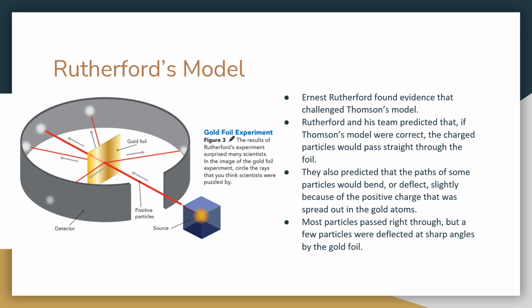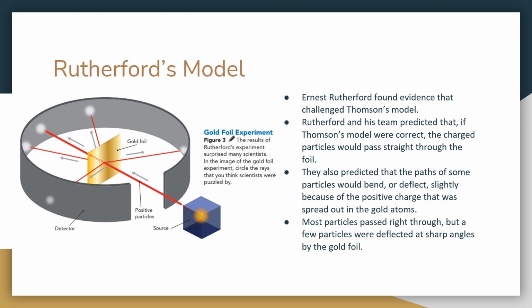It says that the results of Rutherford's experiment surprised many scientists. In the image of the gold foil experiment, circle the rays that you think scientists were puzzled by. We're going to do that in just a moment, but first I want to get to some things that Rutherford and his team predicted. Rutherford and his team predicted that if Thomson's model were correct, the charged particles would pass straight through the foil. They also predicted that the paths of some particles would bend or deflect slightly because of the positive charge that was spread out in the gold atoms.